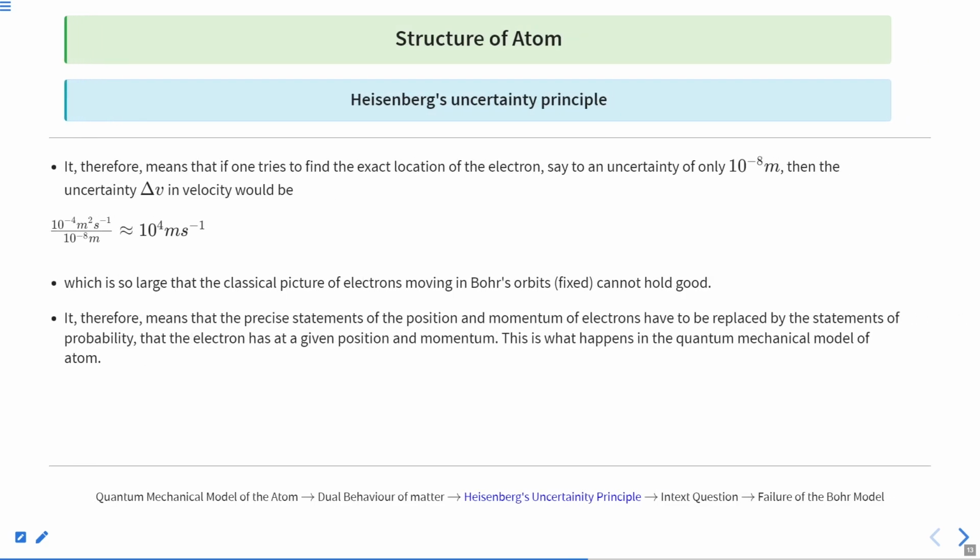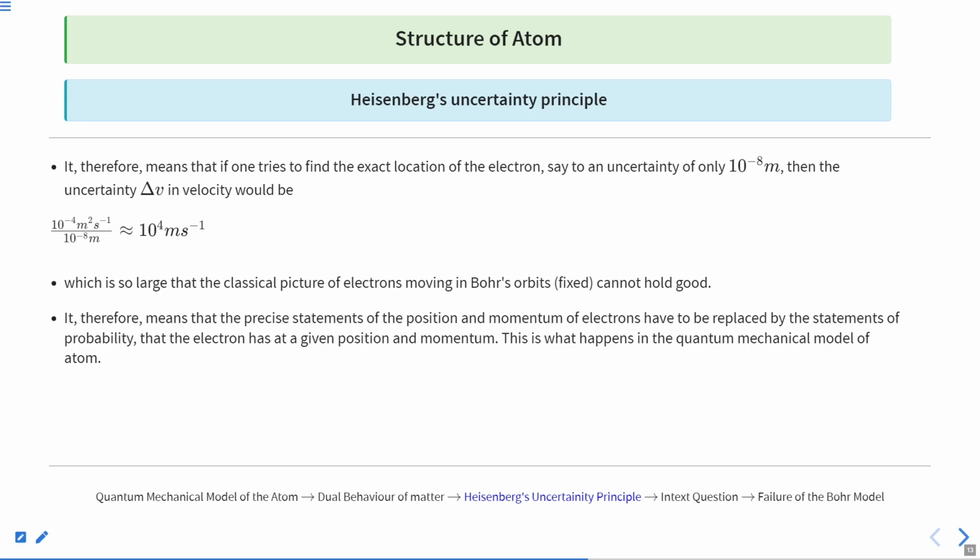Say we have one more question here, which says that the uncertainty of only 10 to the power minus 8 meter is known for the position. So we can calculate what. It therefore means that if one tries to find the exact location of the particle, say to an uncertainty of only 10 to the power minus 8, then the uncertainty in v is 10 to the power 4 seconds. Clear?